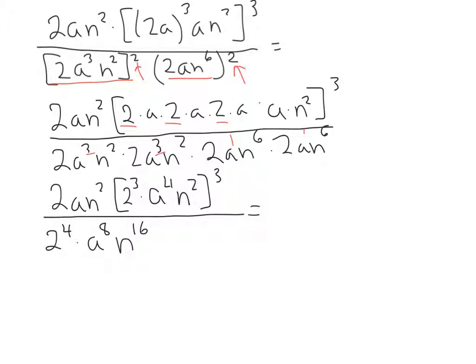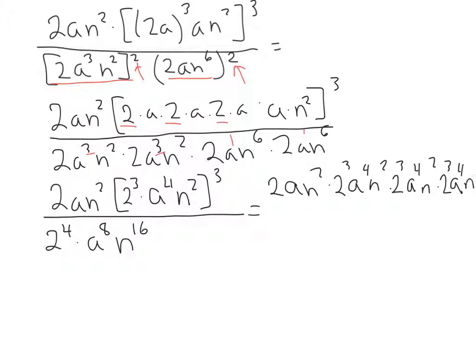If we clean up our numerator, we can look at it as 2a(n) squared, and then it's going to be times this factor 3 times, so it's 2 cubed, a to the 4th, n squared, and I'm going to try to squeeze that in 2 more times. 2 cubed, a to the 4th, n squared, times 2 cubed, a to the 4th, n squared. Didn't do that very well, but there you go. That's a square. All over, remember, our denominator is 2 to the 4th, a to the 8th, n to the 16th. And now we can clean up that numerator.